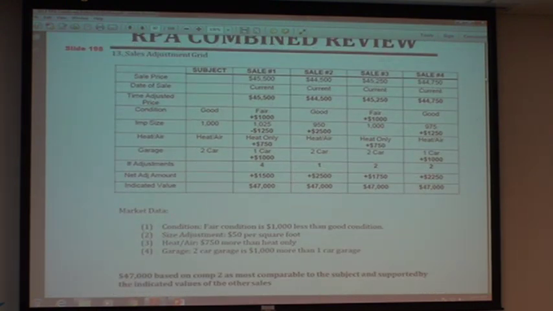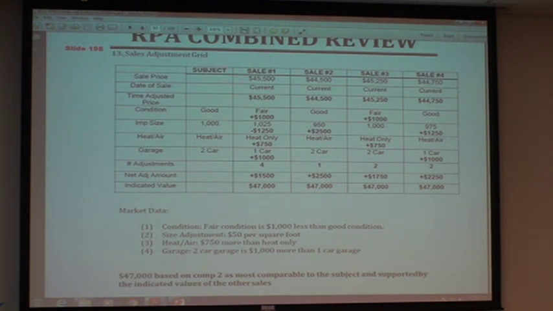Here's our sales adjustment grid. It gives us some basic facts. It tells us condition, fair is $1,000 less than good. Size is $50 a square foot. Heat and air is $750 more than heat. Two-car garage is $1,000 more than a one-car garage.